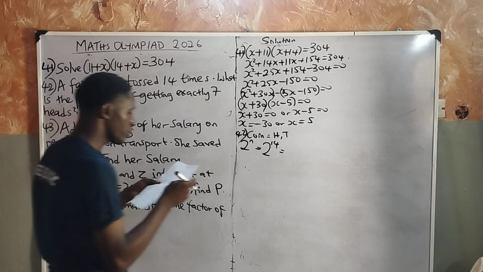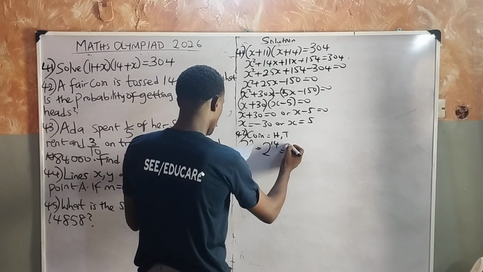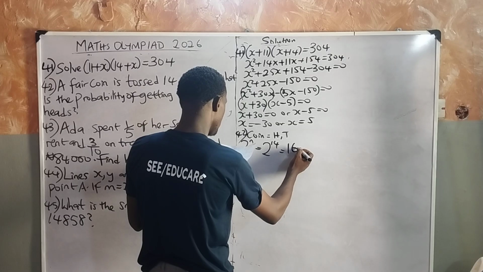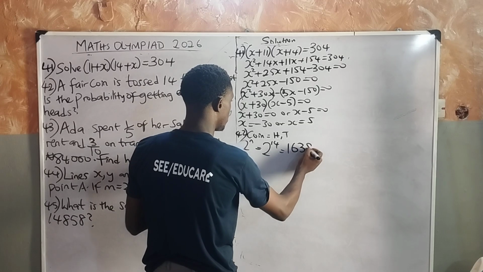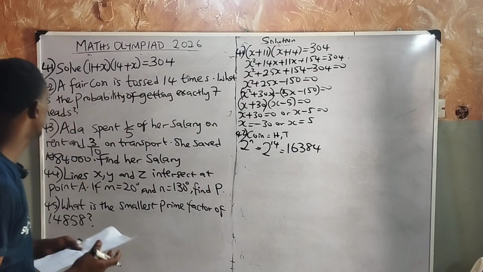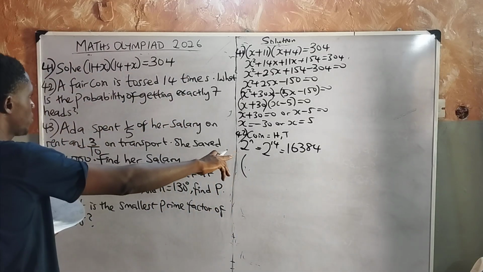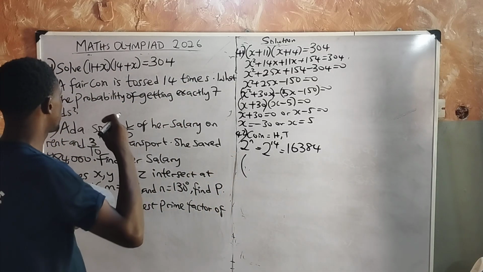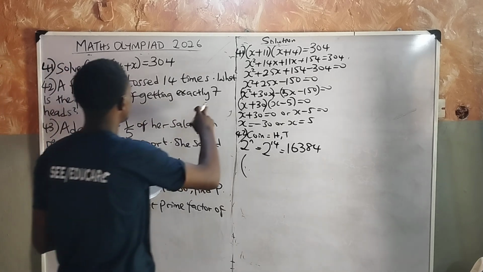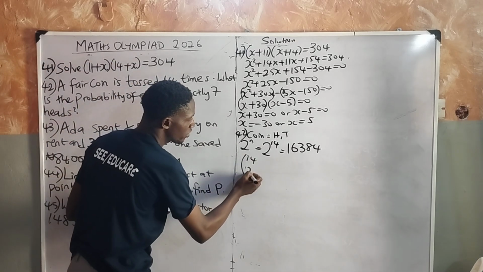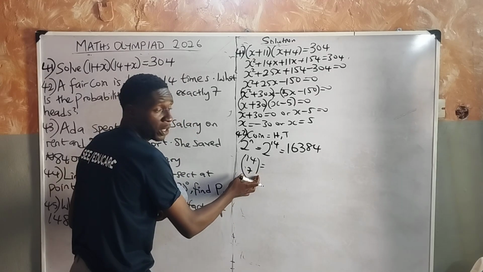When I simplify 2 raised to the power of 14, I got 16,384. That is what I got. This is the total possible. So let's get the required: what is the probability of getting exactly 7 heads? Remember the total is 14. We want to get 7 heads there. So this is binomial probability.